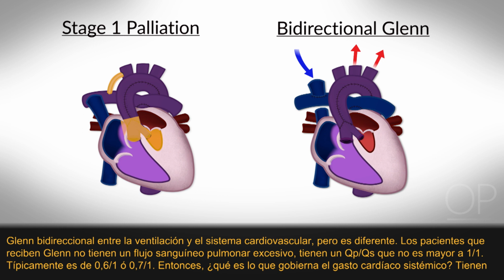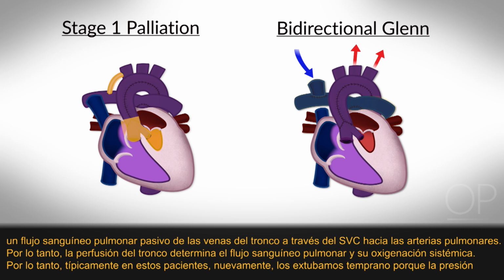Glenn patients don't have excessive pulmonary blood flow. They have a QP-QS that is no more than 1:1. It's typically 0.6 or 0.7 to 1. So what governs their systemic cardiac output? They have a passive pulmonary blood flow from the upper body veins through the SVC into the pulmonary arteries. And the upper body perfusion determines their pulmonary blood flow therefore, and their systemic oxygenation.